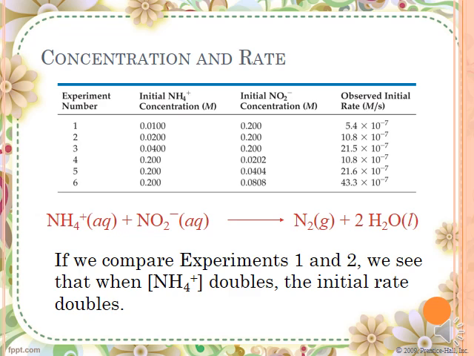This set here shows the relationship between the rate and the concentration of reactant. There are 6 sets of experiments here, in which each set has a different concentration of ammonium ion and nitrite ion. If we compare experiments 1 and 2, let us look at experiments 1 and 2 here.